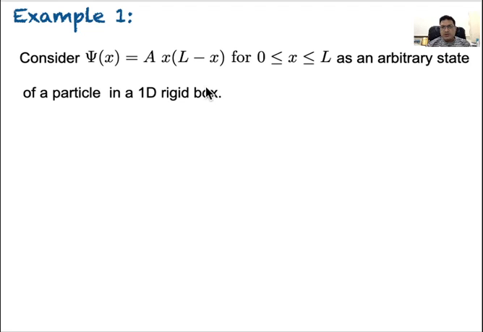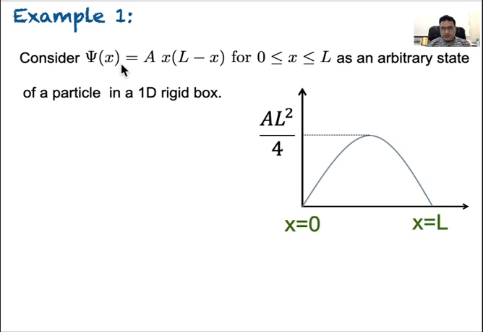Okay, you can see that this wave function goes to 0 when x is equal to 0 or x is equal to L, so it fulfills the boundary condition that we have seen. Now if we plot this wave function, it looks like this. I have said that it is 0 at x equal to 0 and x equal to L.